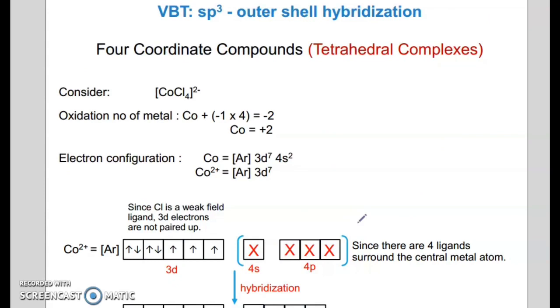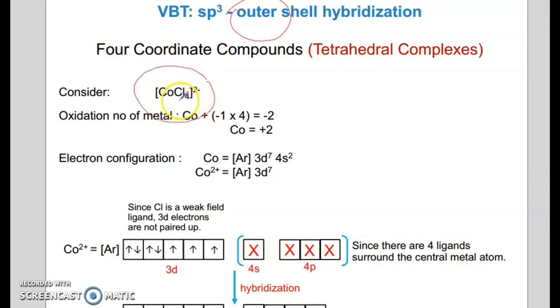We look at an example of valence bond theory, sp3 outer shell hybridization. So this is the outer shell hybridization. For four-coordinate compounds, these are tetrahedral complexes. So this is the example.